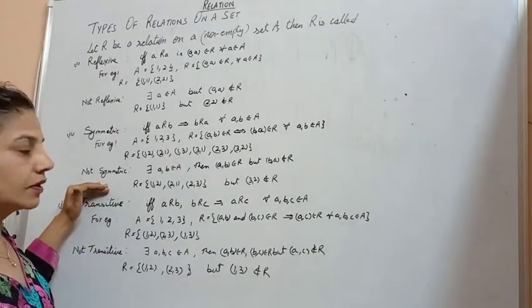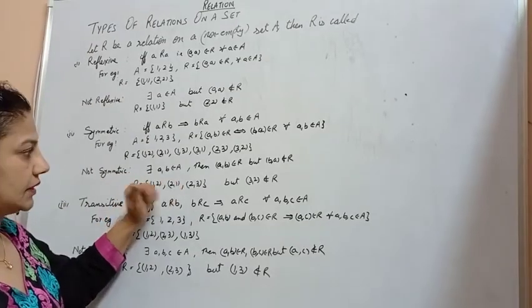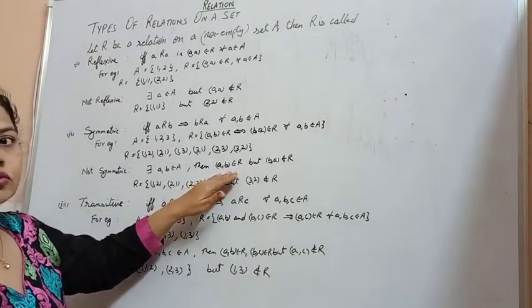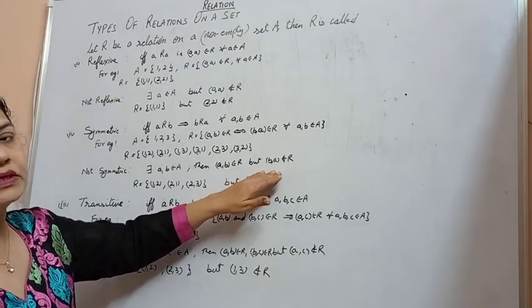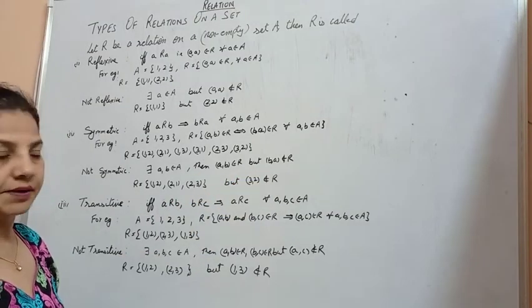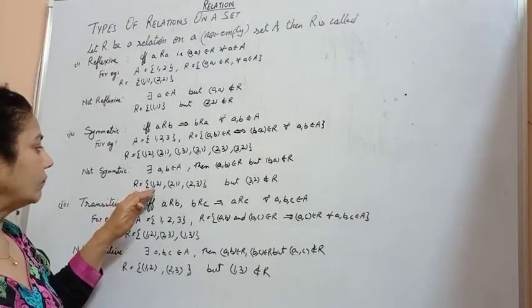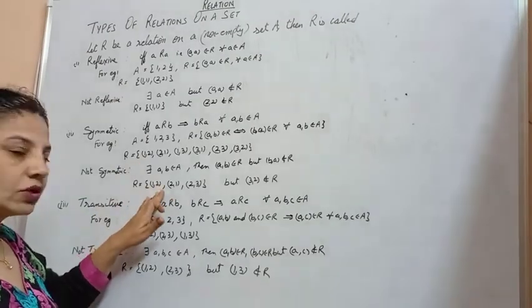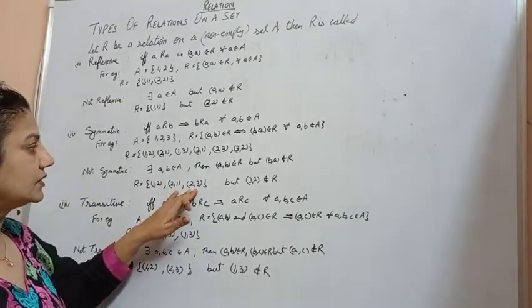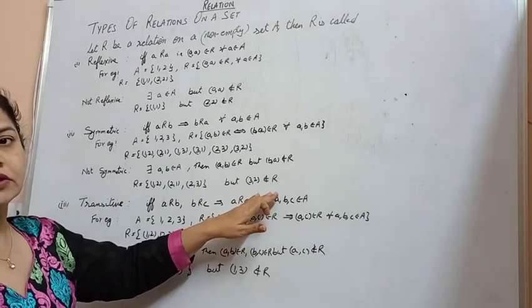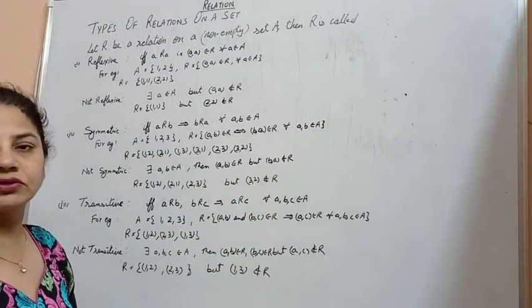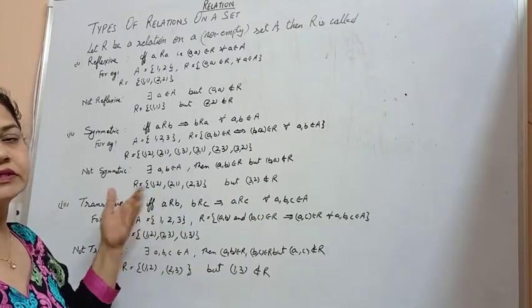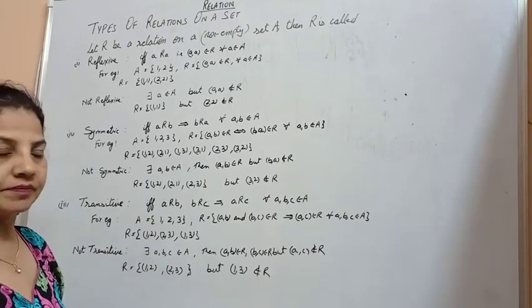Not symmetric. There exist a, b belongs to set A, where (a, b) belongs to R, but somehow (b, a) does not belong to R. For example, (1, 2) is there, (2, 1) is also there, (2, 3) is there, but (3, 2) is not there. So we say (3, 2) does not belong to relation R. Then in that case, we say the relation is not symmetric.